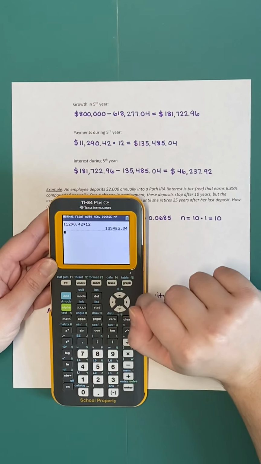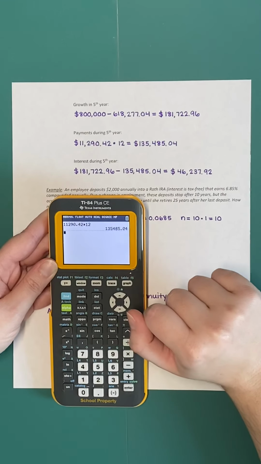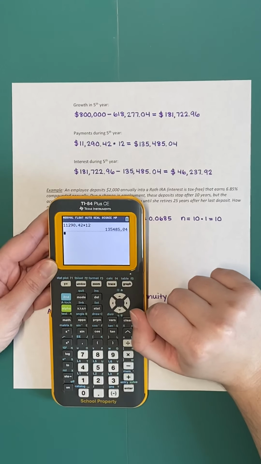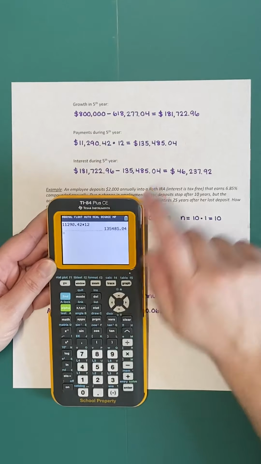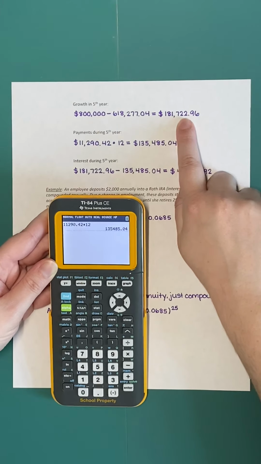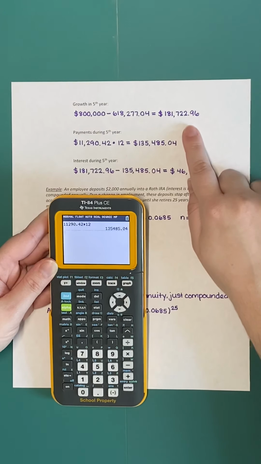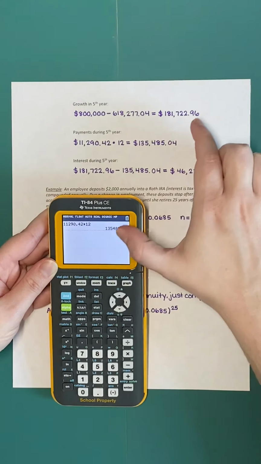What changes is interest. So the payments we put in the account are going to be the same. The interest is what's changing from year to year. So this is how much we contributed to that growth. So that's not all of it though, right? So 135 to 181, what accounts for the difference?